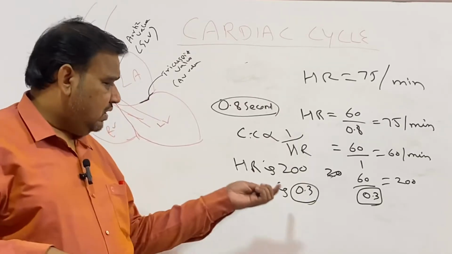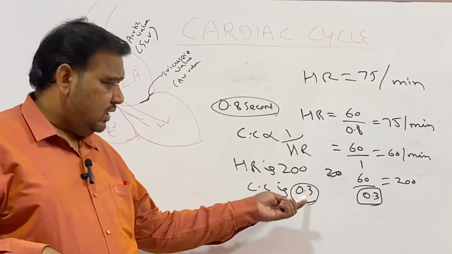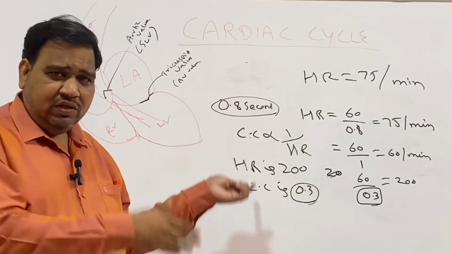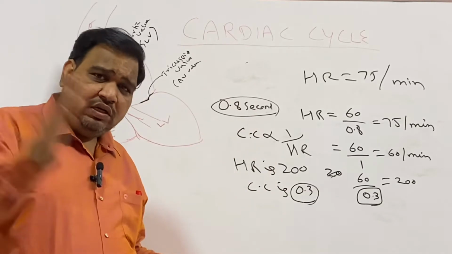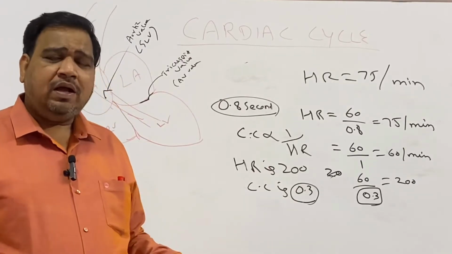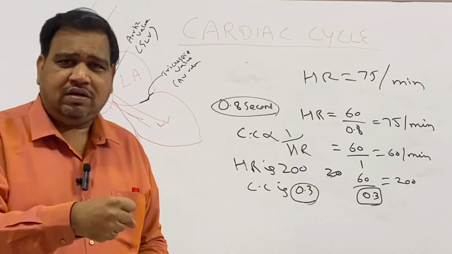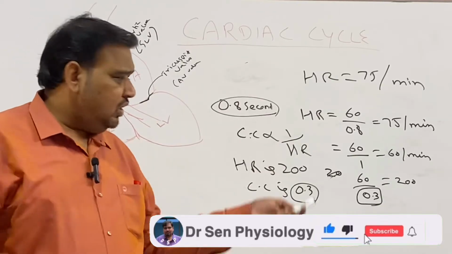For example, here your heart rate is 200 and the cardiac cycle is 0.3. Among this, I will tell how much is systole and how much is diastole. The decrease in diastole is so much, that is, the filling time is very, very less. Before filling, the heart contracts. That is why it is 200.